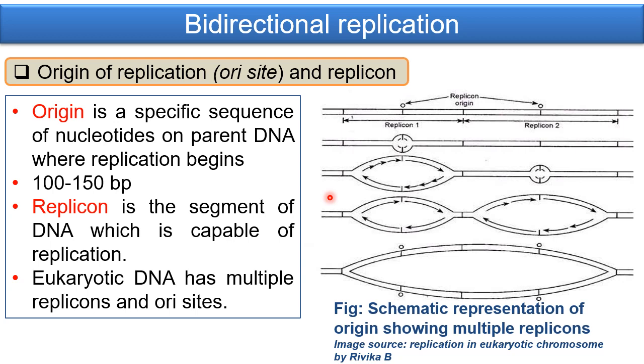Eukaryotic DNA has multiple replicons and origins, unlike prokaryotic DNA. Here in this diagram, I am showing replicon 1 and replicon 2. Starting from replicon 1 to replicon 2, the whole portion is the origin. However, DNA will melt only at replicon 1 and replicon 2. Here I am showing the DNA melting at replicon 1 and replicon 2, and finally the replicon 1 and replicon 2 will combine and the replication process goes on.